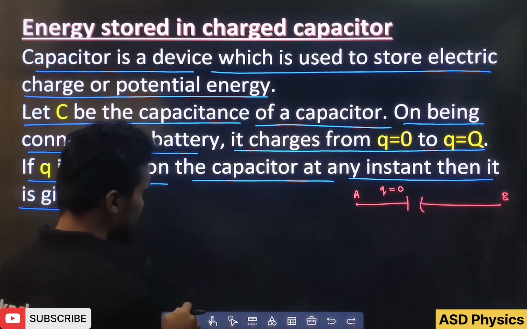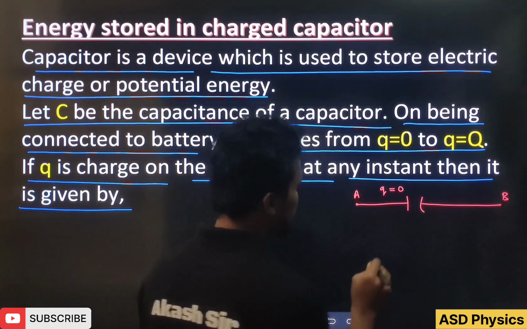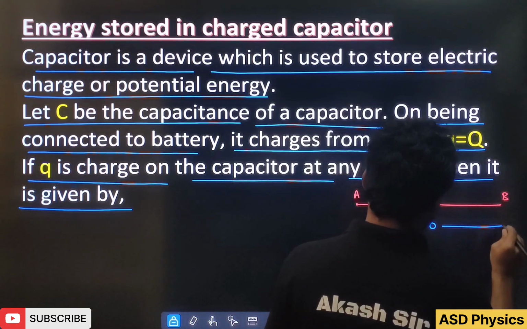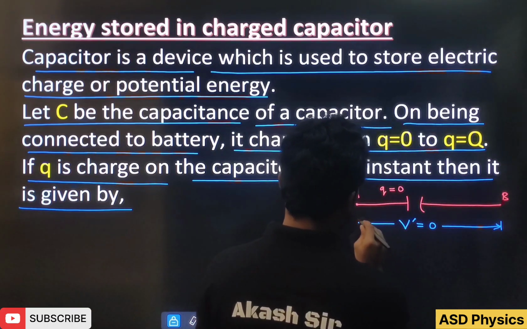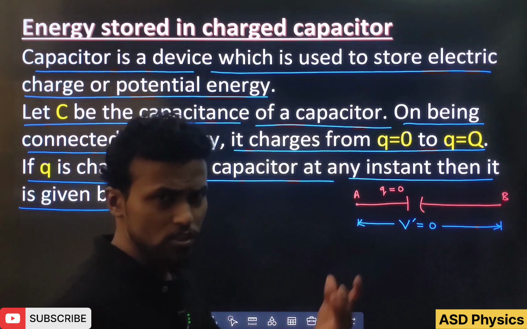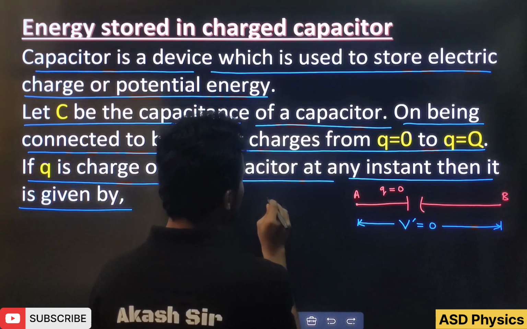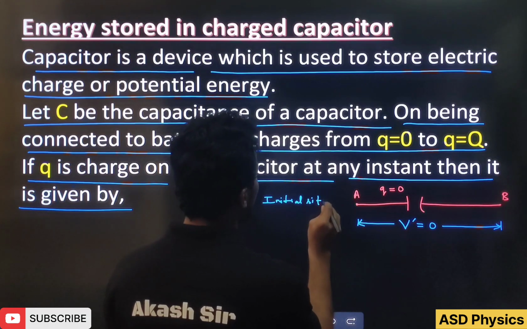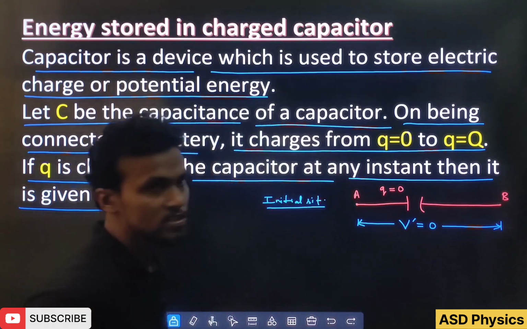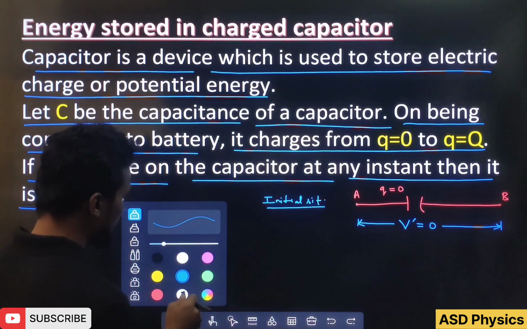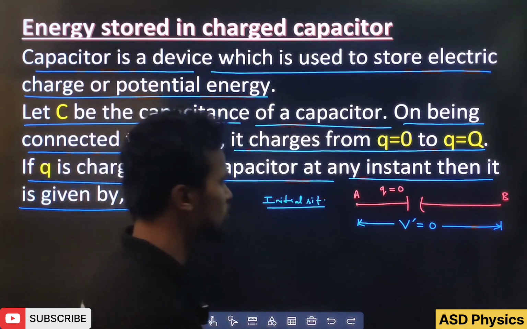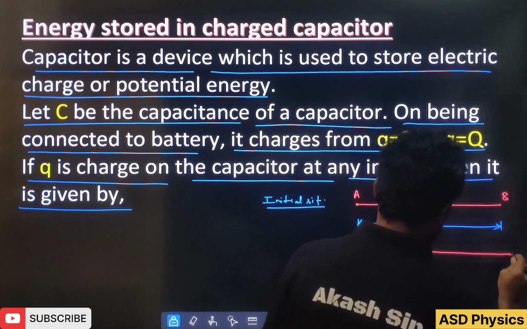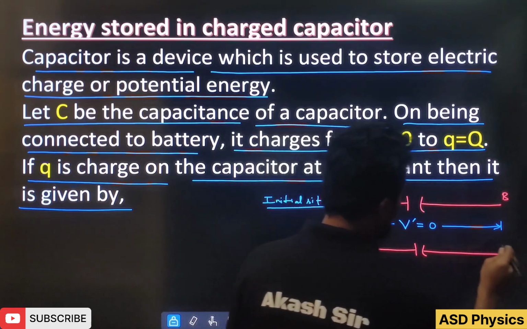Okay, and after that, the moment we connect it to the battery, what will happen in this situation? The potential difference across the capacitor will be 0. This is the initial situation. Again I am writing here, initial situation. After that, this capacitor will slowly charge. So now I will make one more situation here. This is called the intermediate situation.